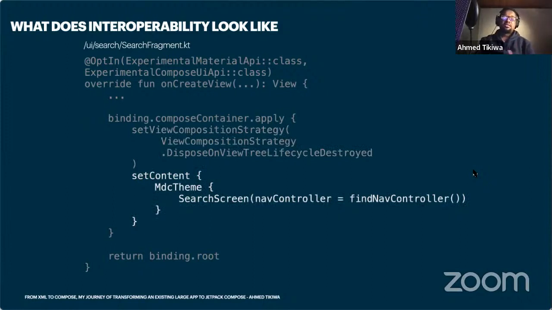The setContent takes in a composable function as a parameter, in this case, the theme definition, MdcTheme, which also takes another composable function, in this case, the composable screen, which I created called SearchScreen. Now, MdcTheme is part of the MDC theme adapter, which is a library or a dependency which I included into my app, which allows me to leverage Jetpack Compose Material Design into my app.